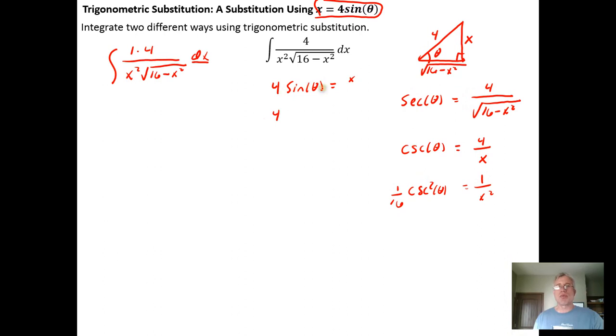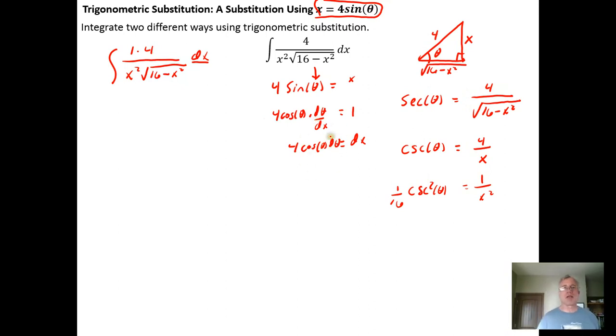4 times the derivative of the sine would be the cosine of theta. But this would be an implicit differentiation, so I would need to multiply by the derivative of theta with respect to x using the chain rule. So times d theta dx equals the derivative of x, which is 1. And then I could multiply both sides by dx. So we would get 4 times the cosine of theta d theta equals dx. So dx can be replaced with 4 cosine d theta.